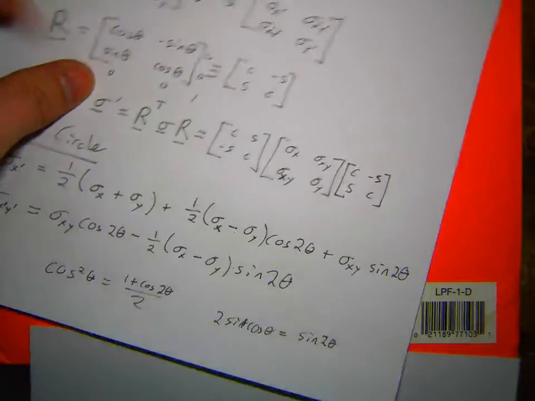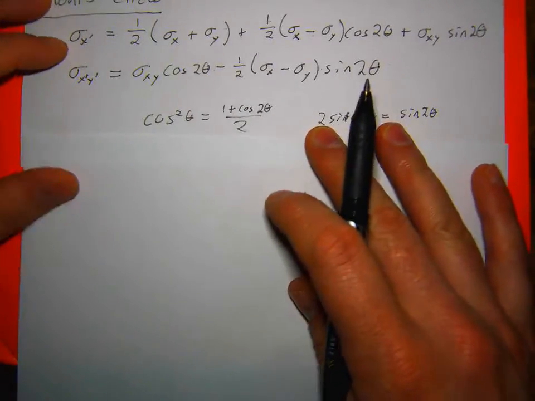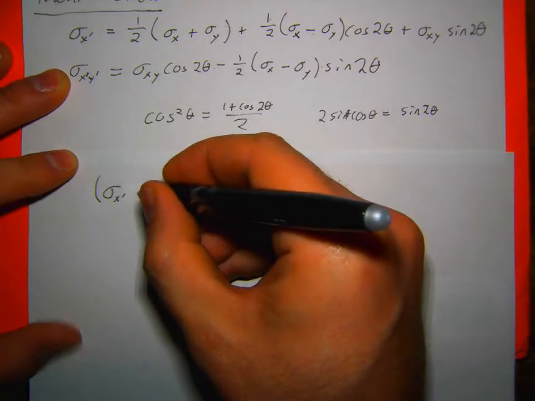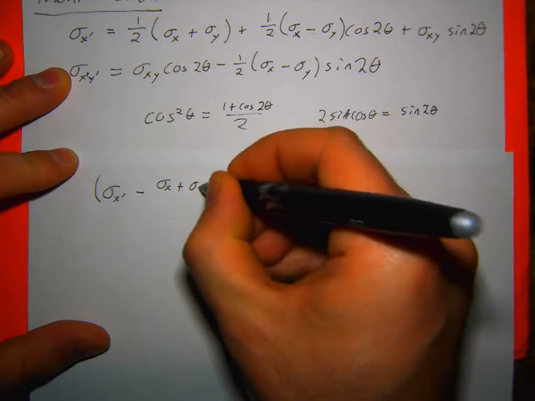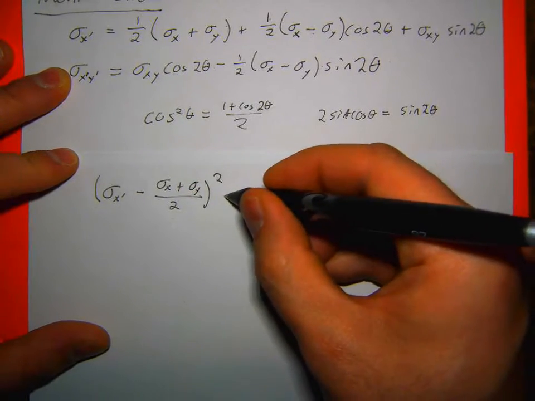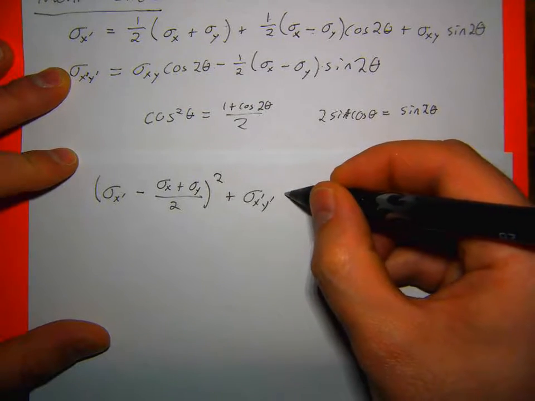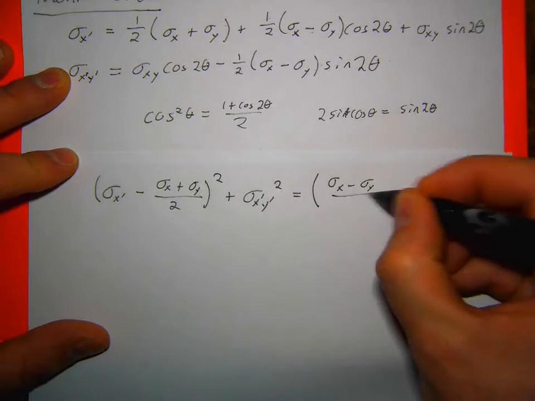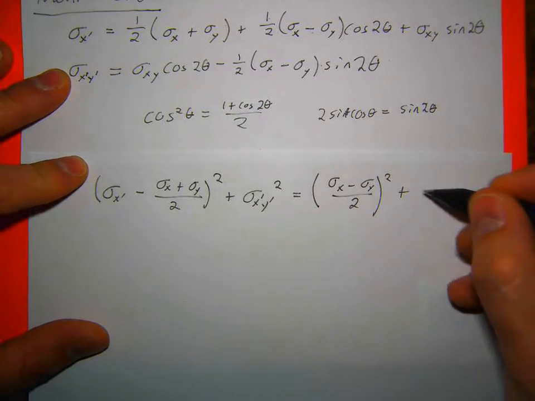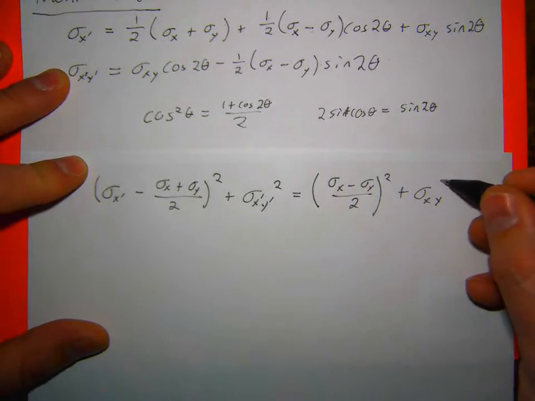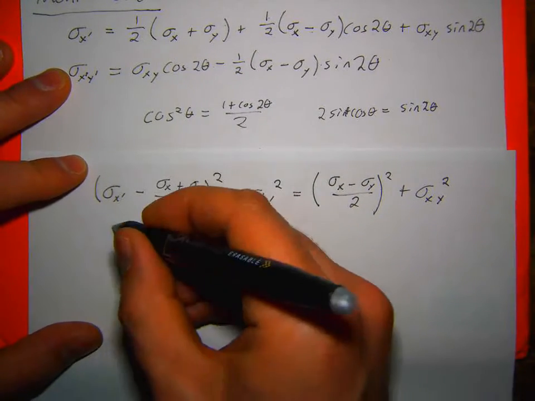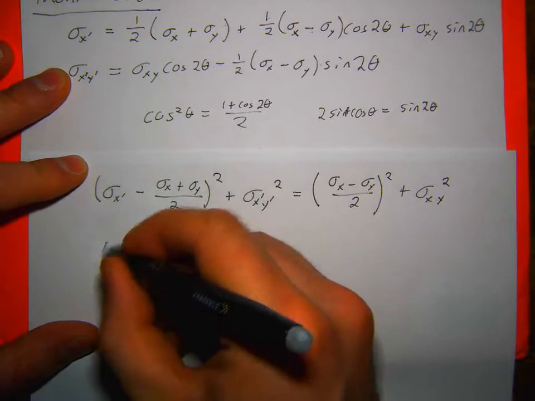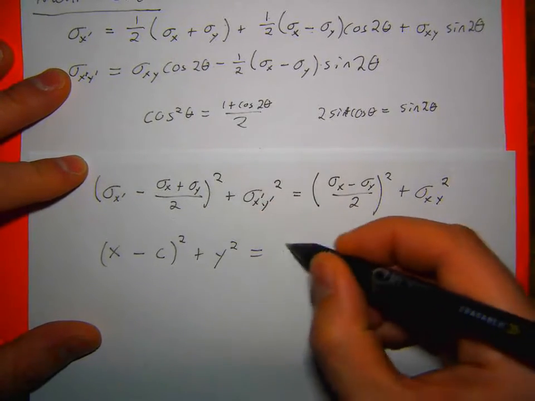When you take these, square them, and add them all together, you end up with something of the form (sigma x prime minus (sigma x plus sigma y)/2) squared plus sigma x prime y prime squared is equal to ((sigma x minus sigma y)/2) squared plus sigma xy squared. This is the equation of a circle: x minus c, squared, plus y squared is equal to r squared.